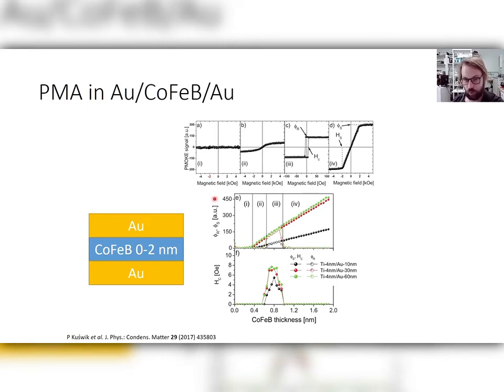A few years ago we found that an amorphous cobalt iron boron film without annealing, between two gold layers, can exhibit perpendicular magnetic anisotropy, here seen as a rectangular hysteresis loop measured with TMOKE. So the easy direction is the out of plane direction, and we can see that for some range of thicknesses we observe a non-zero coercive field, and we observe a rectangular shape because remanence magnetization is equal to saturation magnetization.